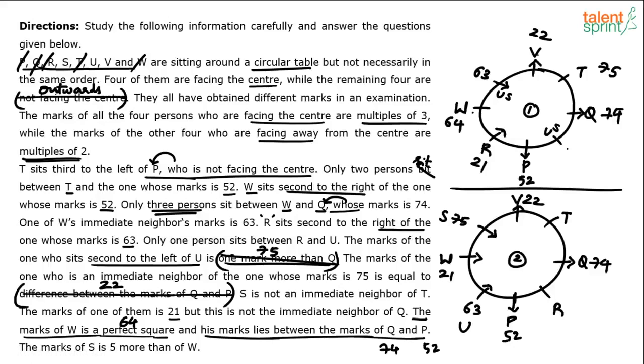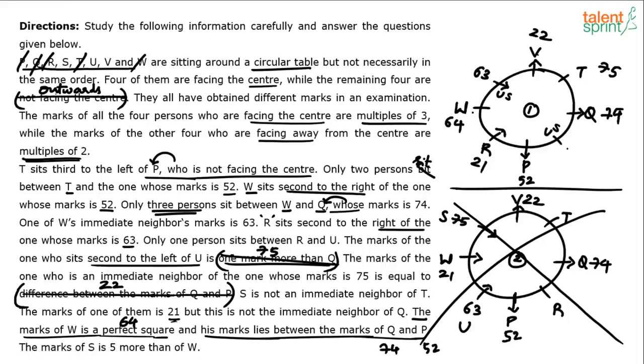Hold on, why did I write 21 here? W should not be taking 21. Case number 2 comes out to be wrong because he very clearly mentioned that somebody has scored 21 and that person is not a neighbor of Q. So 21 cannot come for these two guys. V has already got 22, S has got 75, U has got 63, P has got 52. So W should be getting 21. But is 21 a perfect square? No. Which means case number 2 is wrong. Case number 1 should be correct. According to case number 2, W should be scoring 21, but the data says W should have scored a perfect square. So this gets ruled out.